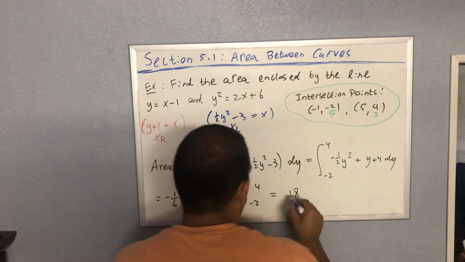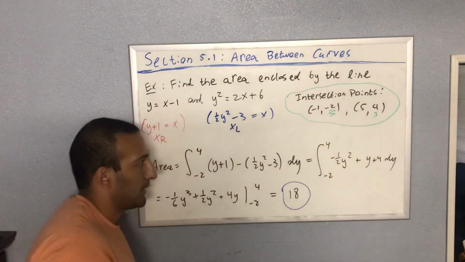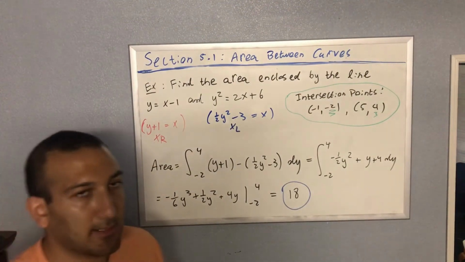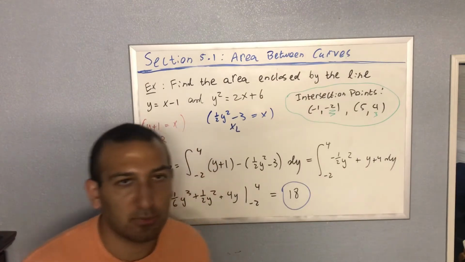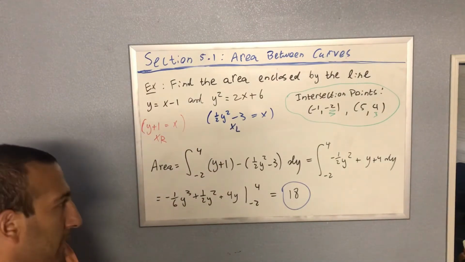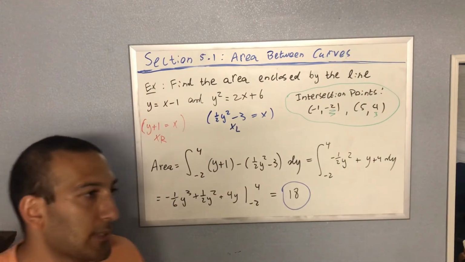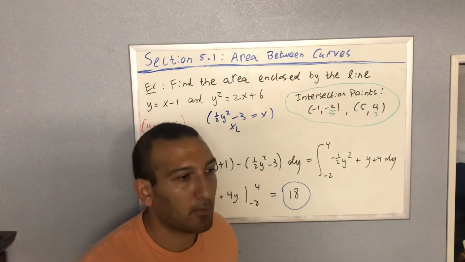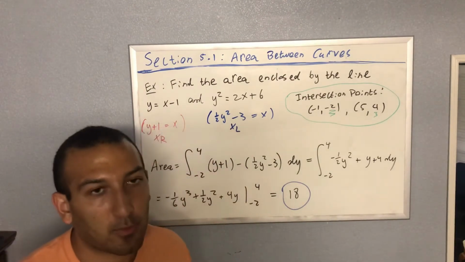So that is the final answer. Okay, so yeah, sometimes it's much more convenient to do x right minus x left. There is a way to do this with y top and y bottom, except it will require 2 parts.